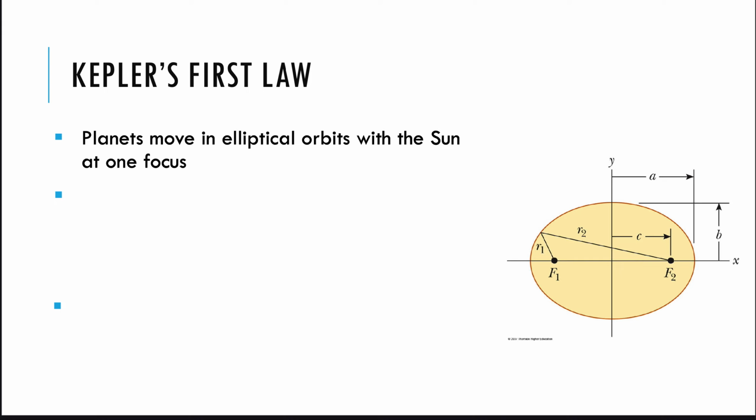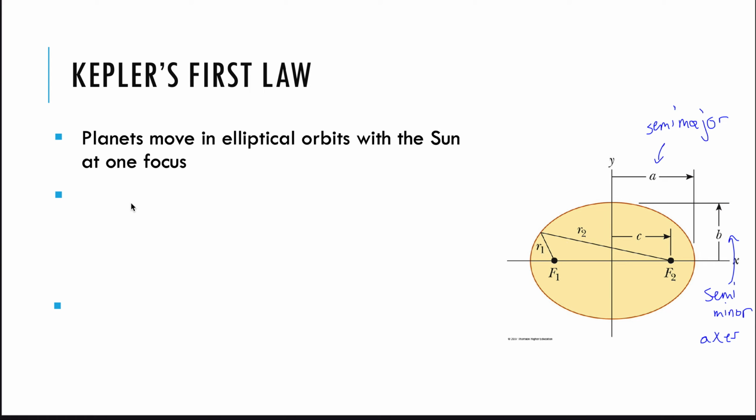The first law states that the planets move in elliptical orbits with the Sun at one focus. The only thing you really need to know about the elliptical orbits is that you have these axes called the semi-major axis, which we call A, and this other one here is the semi-minor axis. And so those two axes definitely describe the shape of the ellipse.